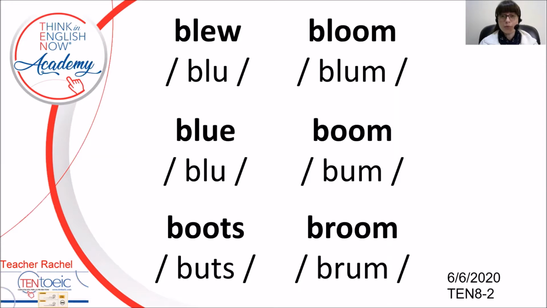Next word, bloom. This is describing a flower. So when a flower opens, the flower blooms. Next one, blue. This is a color. For example, the sky is blue. Boom. This describes a sound. For example, the thunder goes boom. So it means it's really loud, a very strong sound.